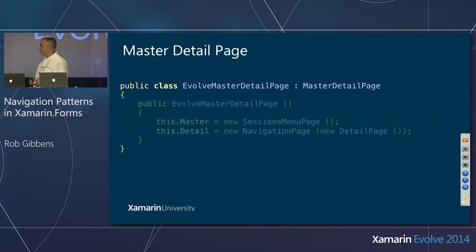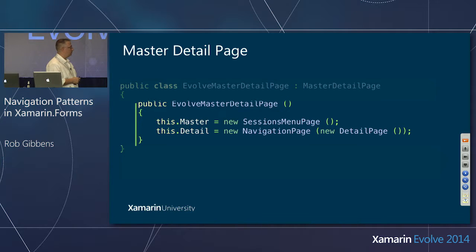All right, so we're going to start by deriving a new class from master detail page. And again, keep in mind, this is just the orchestration page. This is what is going to set up the communication between the two. And then the constructor, we're going to set this.master and this.detail. Those properties are coming from that base master detail page. We're going to set the master to our menu page that you saw on the left side of that iPad screenshot. And the detail is going to be a navigation page of the detail page.